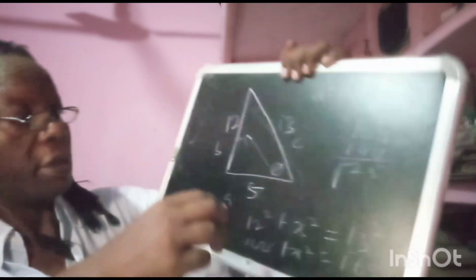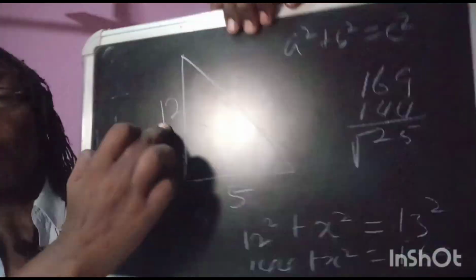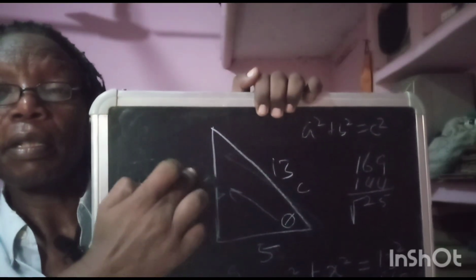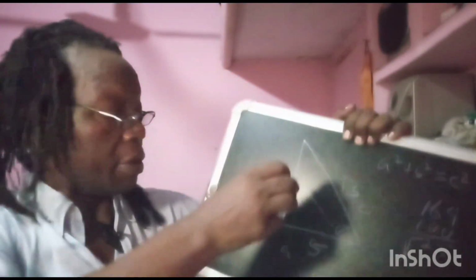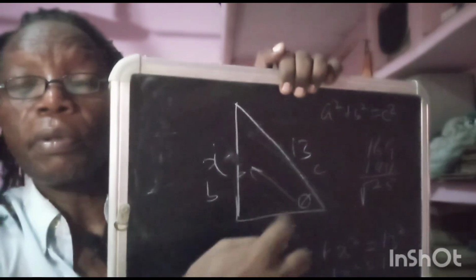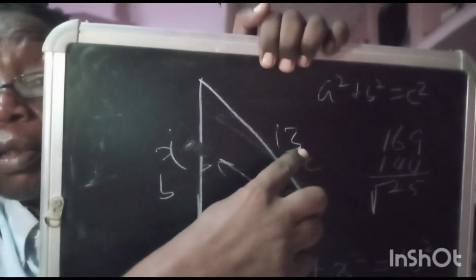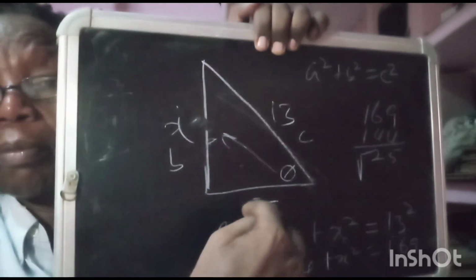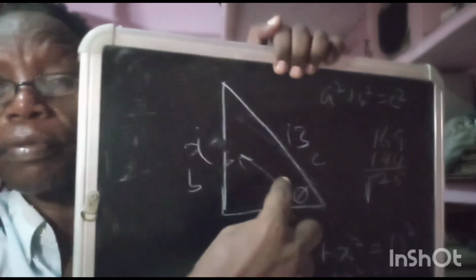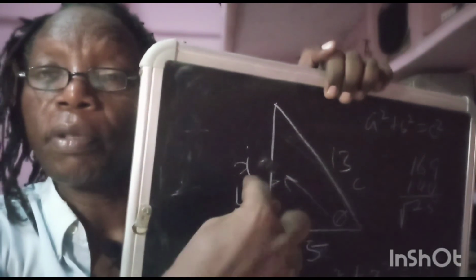So similarly you can do the other one. Suppose you don't know the opposite, you label it x. Then you have to square this one, 169, you square this, 25, and you subtract: 169 minus 25 gives you 144, and find the square root of 144, then you get 12. So that's how you find the missing side of a right angle triangle.